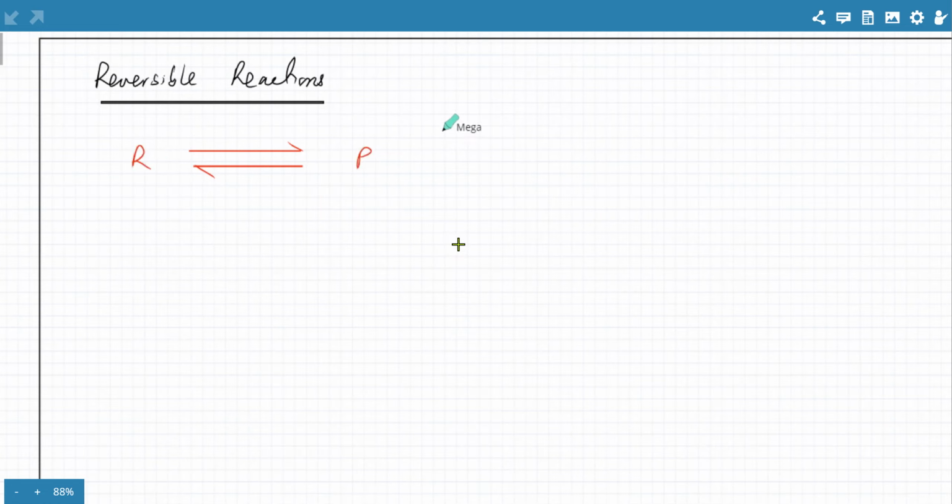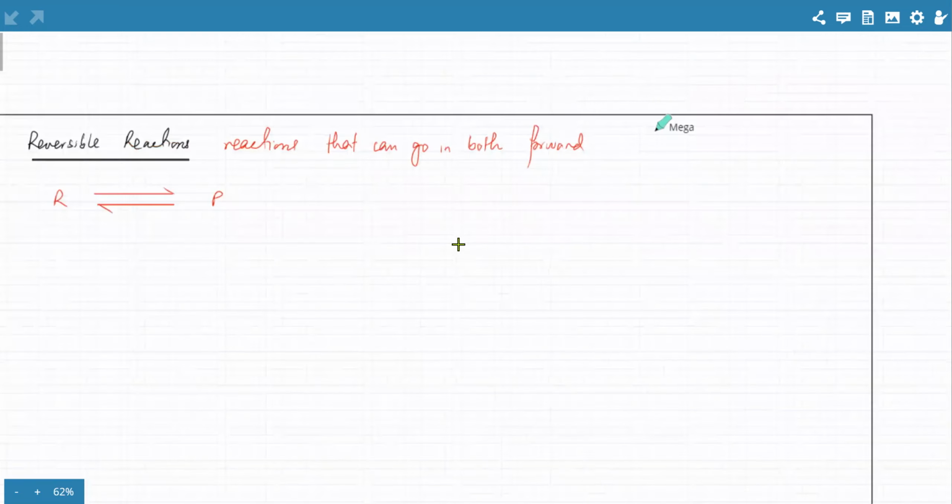So you can move from reactants to products, but you can also move back from products to reactants, and sometimes you can do both at the same time. So that's what a reversible reaction is: reactions that can go in both directions. So reactions that can go in both forward and backward direction.